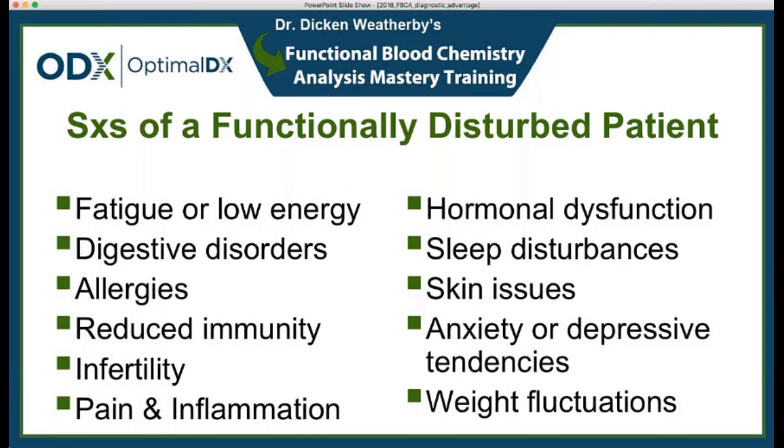However, with a functional analysis of a patient's blood test results, we can identify the cause of these functional disturbances before severe damage can set in, allowing you to bring the body back into a state of optimal health. So how do we go about assessing patients who present with these kind of symptoms? Well, I believe the answer lies with functional blood chemistry analysis.